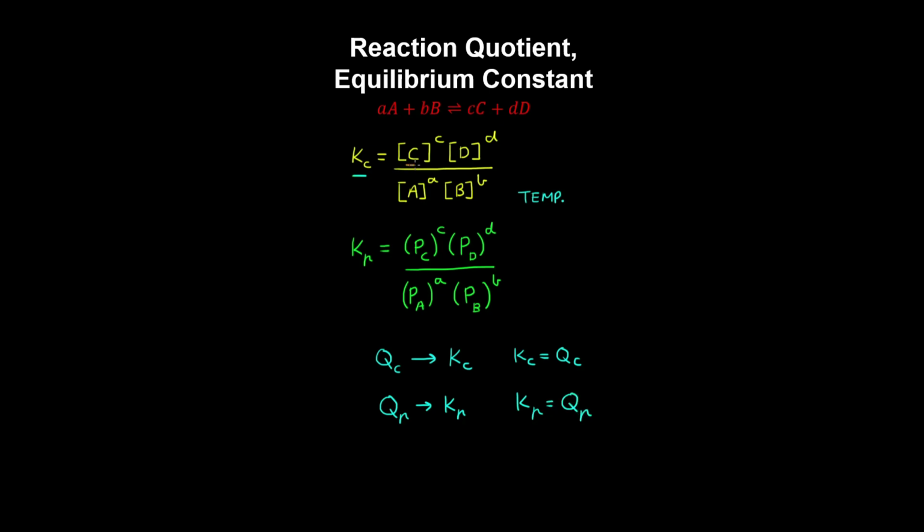And for substances with concentrations and partial pressures that are independent of the amount of the substance, such as solids and pure liquids, we don't include their concentrations or partial pressures when calculating the equilibrium constant or the reaction quotient.